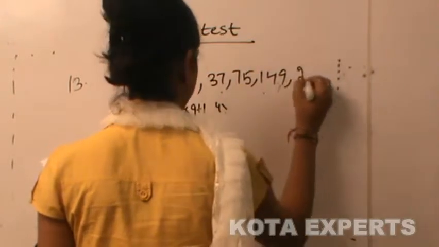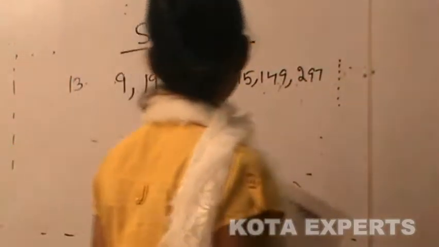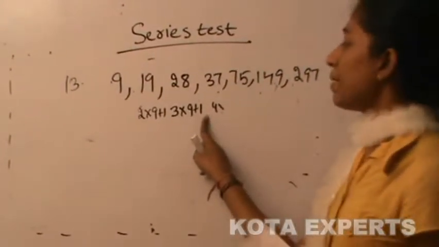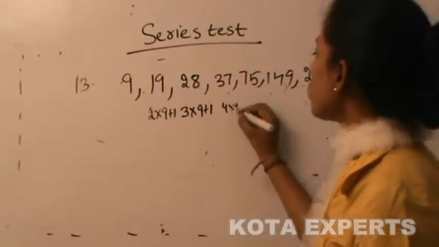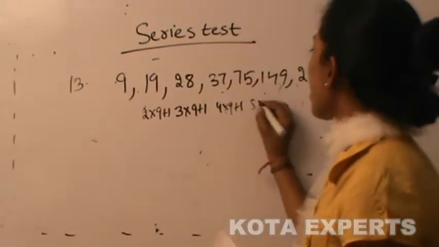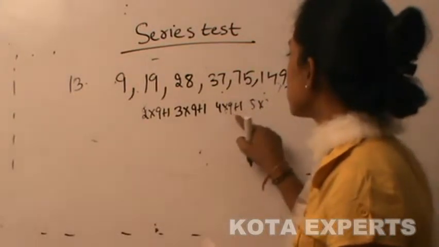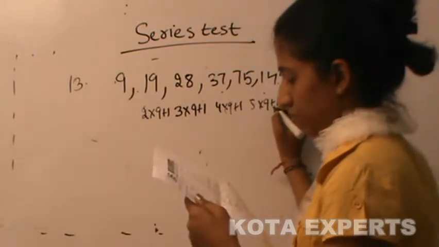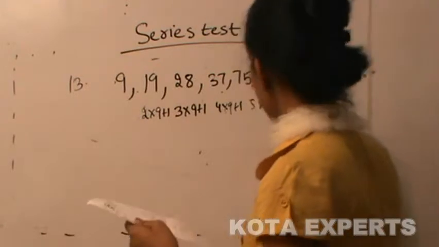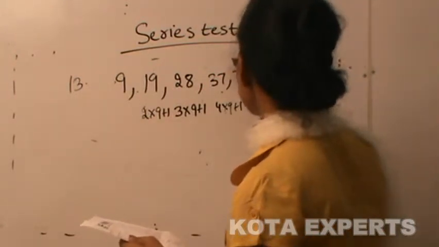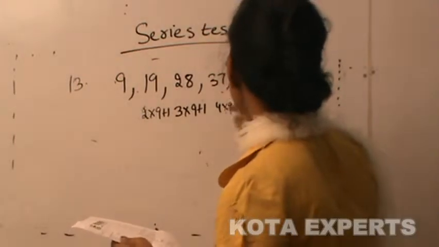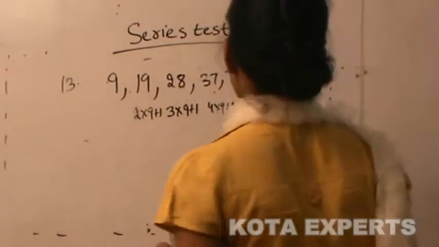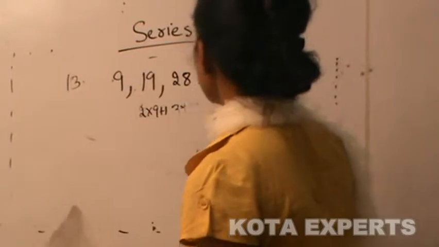This is the statement. 2 into 9 plus 1, that is 19. 3 into 9 plus 1, that is 28. 4 into 9 plus 1, that is 37. 5 into 9 plus 1 is 46. So 46 is also in this statement. I think this statement is wrong. I have to check this statement, so we are not doing this question.